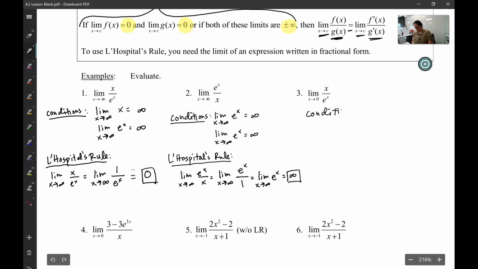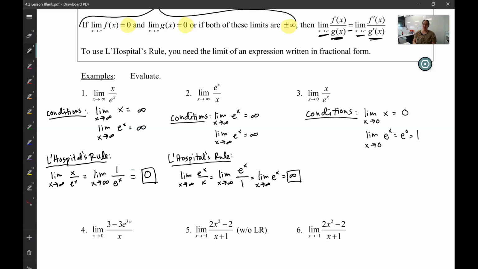Always do our conditions first. So limit as x goes to 0 of x is just 0 from direct substitution. And limit as x goes to 0 of e to the x, so that's going to be e to the 0, which is 1. Now notice, this is 0 over 1. That is not one of our L'Hopital's rule forms. So L'Hopital's rule does not apply. This is why we always check those conditions.